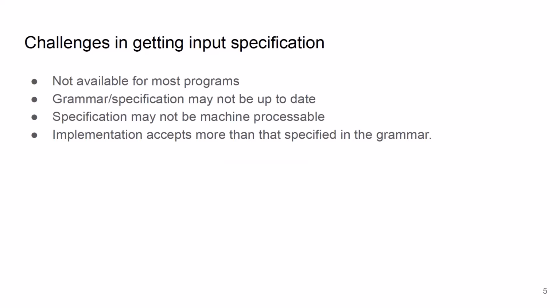In most cases, the grammar is not available. Developers don't publish the grammar online. And even if the grammar is available, it may not be up to date. The specification may be available, but it may be in text format. For instance, the specification of the PDF spans over 800 pages, which is like another PDF. And sometimes the grammar may be available, but the implementation may accept more than what is specified in the grammar.